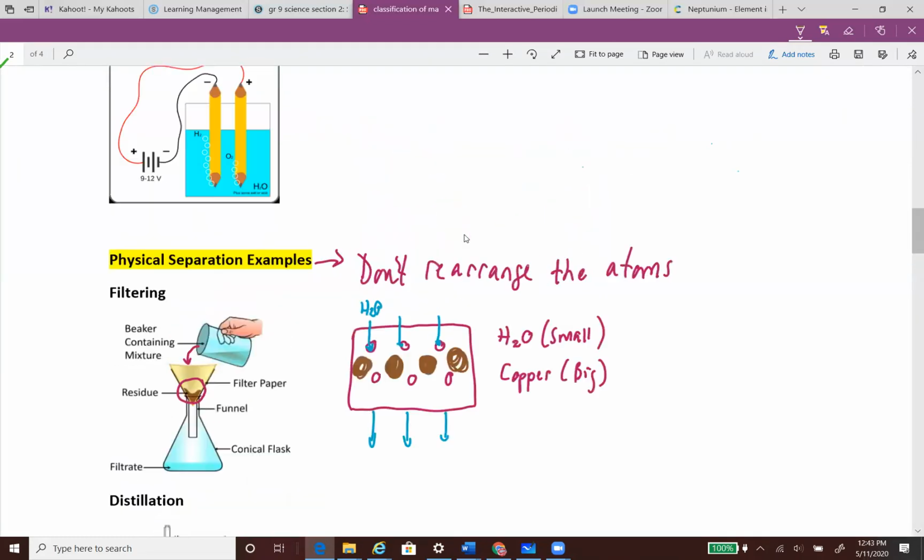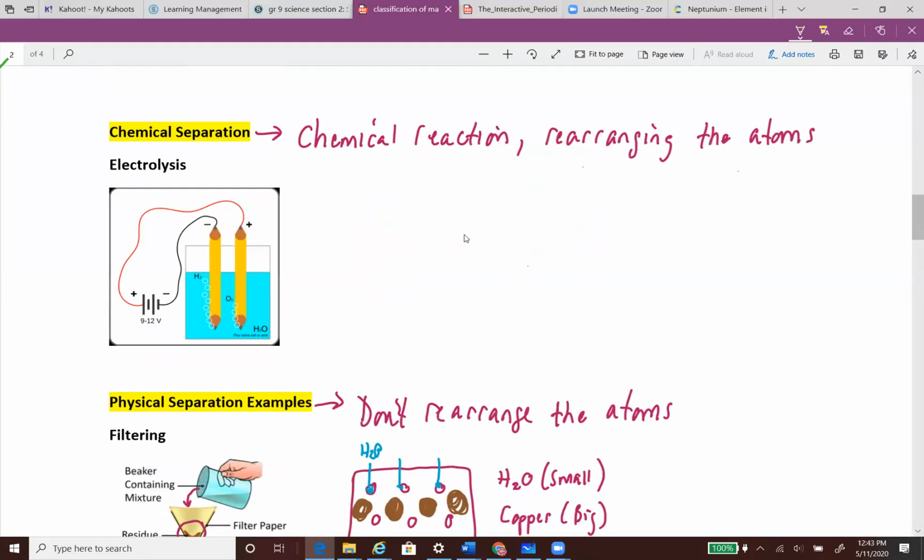So if we compare that to chemical separation, this is what happens in this case. This is something called electrolysis. All right. You take water and you put electricity through it. So what happens is when you do that, the water will split into hydrogen and oxygen. You can see that here. There's hydrogen and there's oxygen. Now, in that case, we've rearranged the atoms.